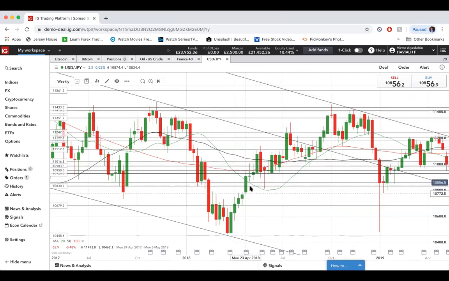So as soon as I take the trade here, I already know that I'm going to be taking my profit around here. As soon as price hits this line, because this line has been strong and has held for a very long time, I'm going to take my profit. So that is support and resistance.